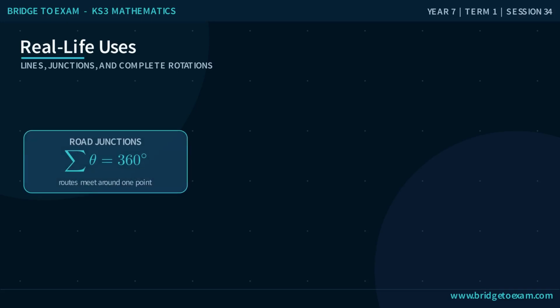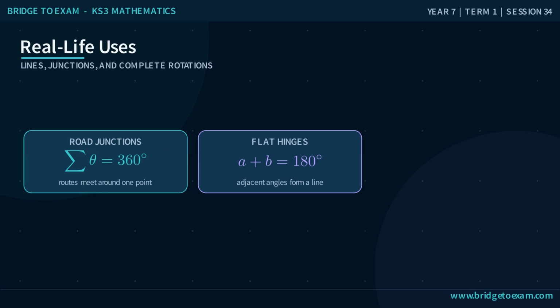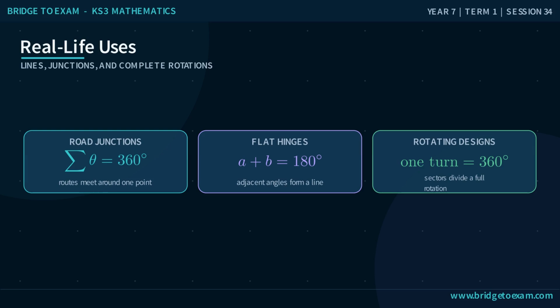Road junctions use angles around a point to describe the spaces between routes. A flat hinge or open book creates adjacent angles on a straight line. Radial designs and rotating mechanisms divide one full turn into several angles.